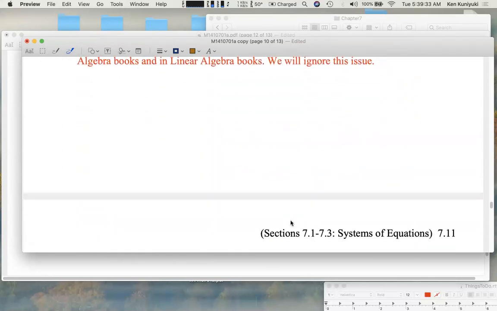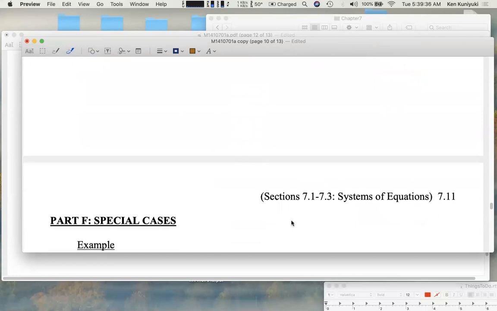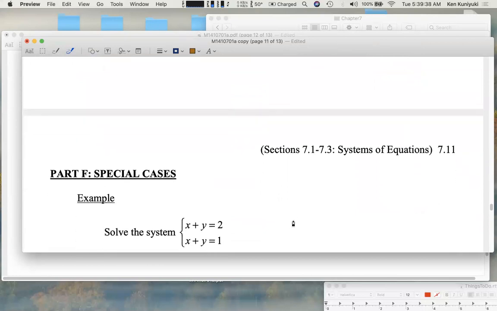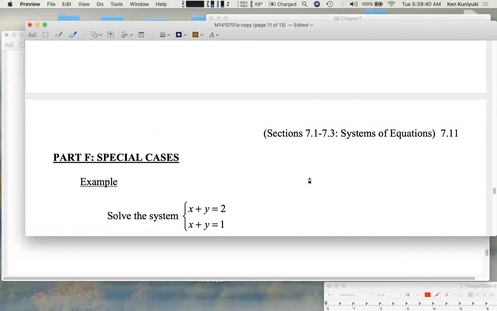So this suggests now some possible special cases. For example, solve this system. You don't even have to show any work. Solve the system. X plus y equals 2, x plus y equals 1.